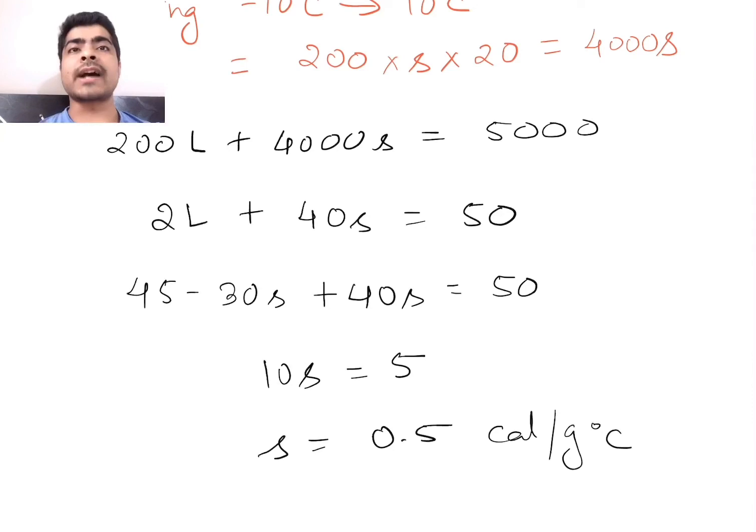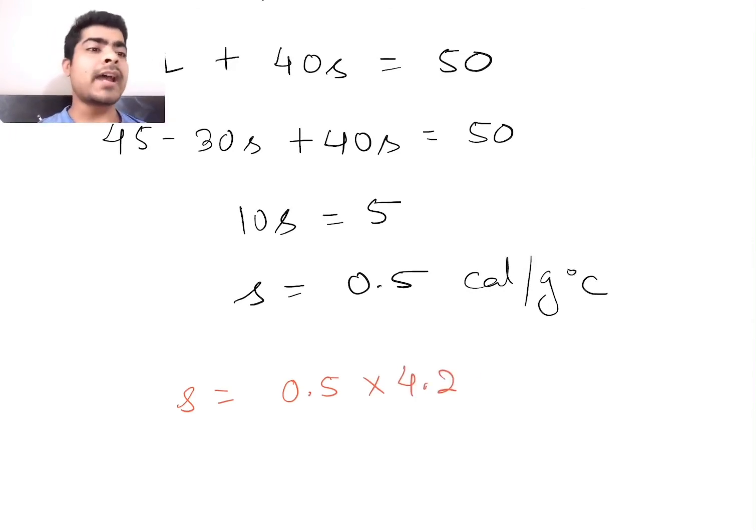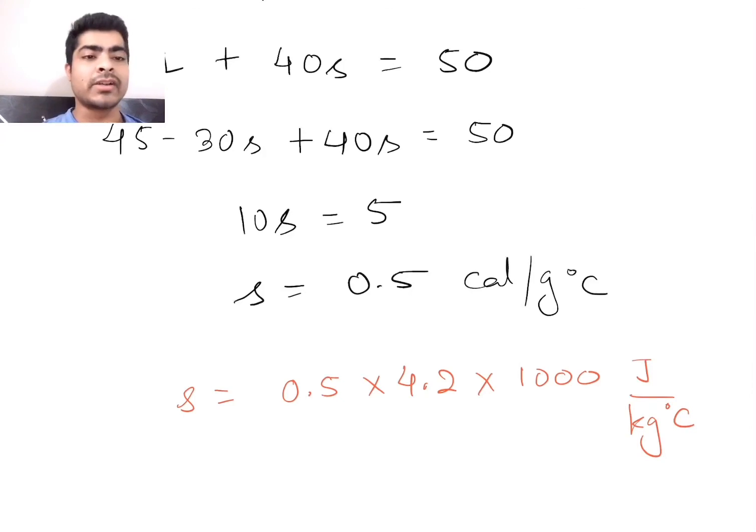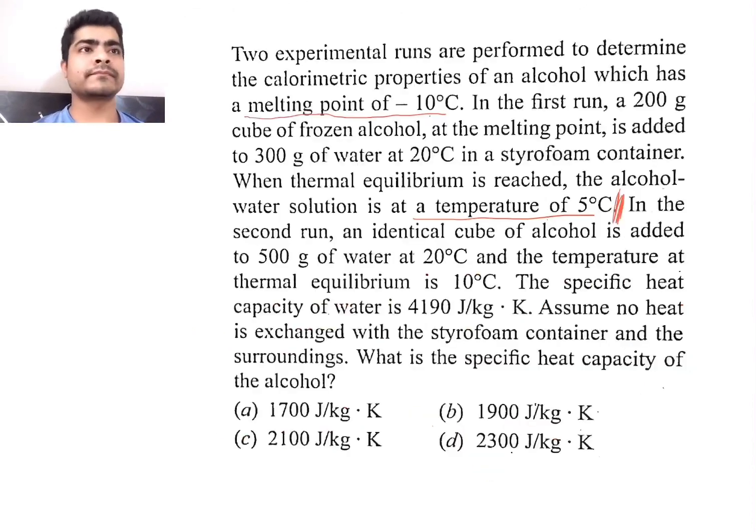However, the question is asking the specific heat in joules per kilogram. So to convert into joules per kilogram, we need to multiply by 4.2 to convert calorie into joules and multiply by 1000 to convert gram into kilogram. So this will become joules per kilogram degree Celsius. That should give you 4.2 into 5, so 5 times 2 is 10, 2100 joules per kilogram degree Celsius. So option C will be the correct answer. Alright.